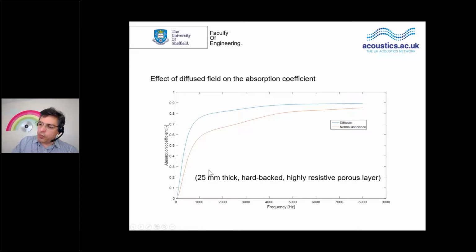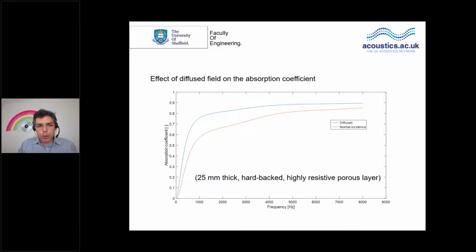Okay, so the typical effects of diffused field incidence on the porous layer are illustrated here. So here we show the absorption coefficient as a function of frequency for two cases. The red line is the normal incidence absorption coefficient, and the blue line is diffused. Generally, you've got a considerable increase, maybe 10-20% increase, in the absorption coefficient for a diffused case. By the way, this calculation has been done for a 25mm thick, hardback, highly resistive porous layer, which I will discuss in a minute.